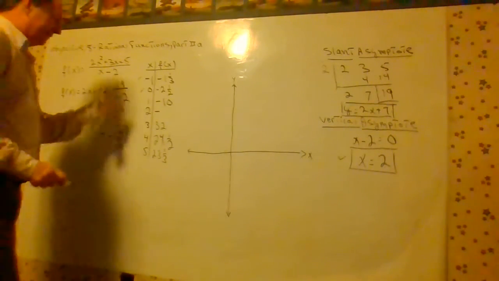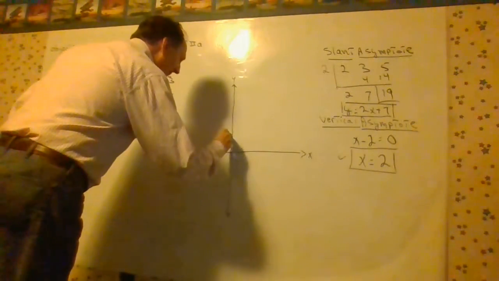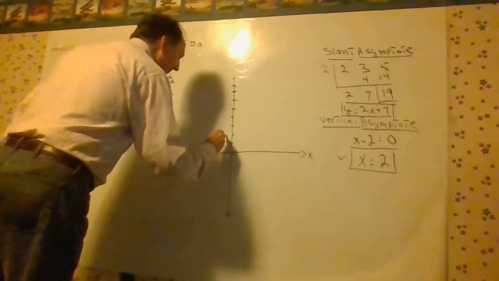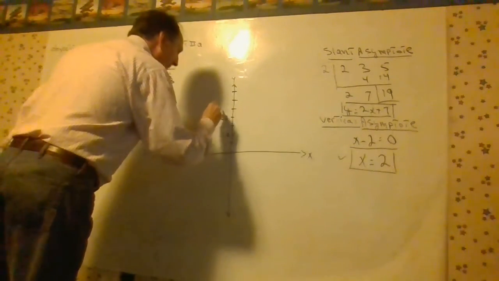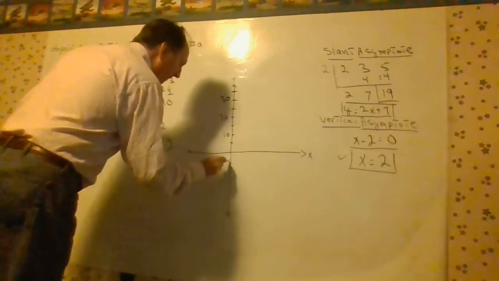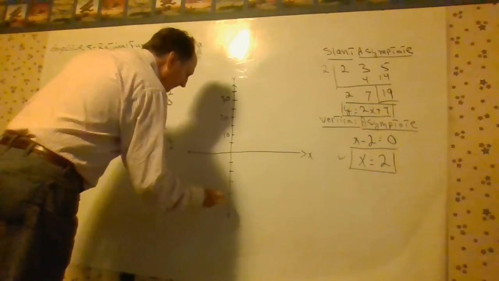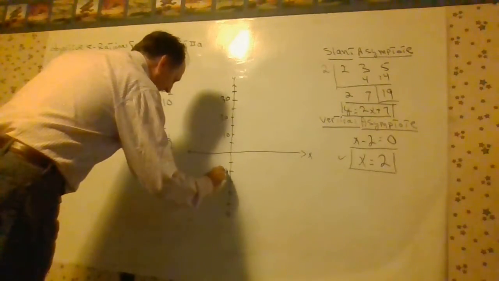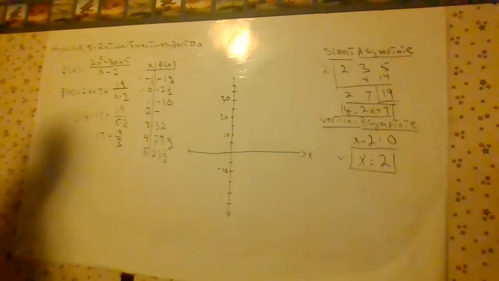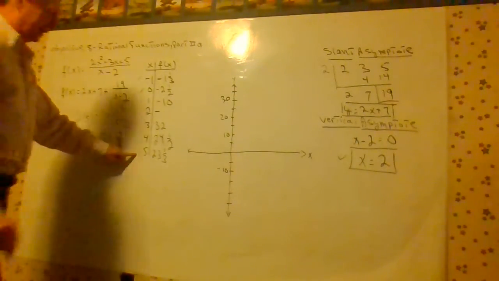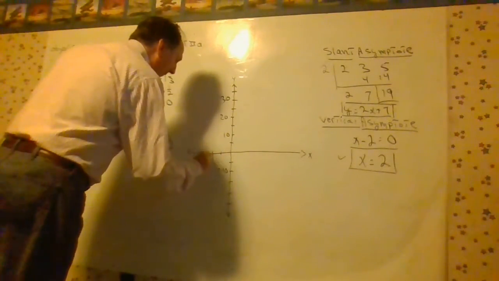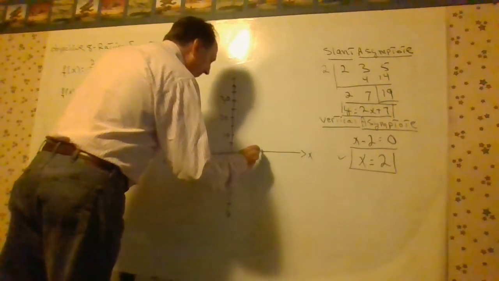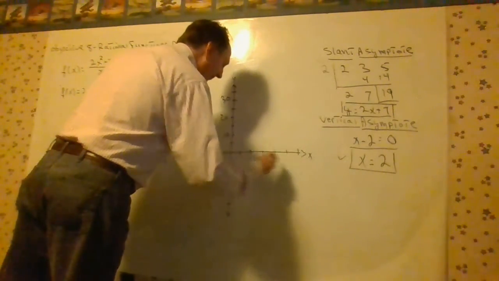I'll use a scale of 5. 5, 10, 15, 20, 25, 30, 35. It needs to go down to negative 10 and beyond. x has to go from negative 1 to 5. We're going to use a different scale, negative 1, negative 2, negative 3, 1, 2, 3, 4, 5, 6.